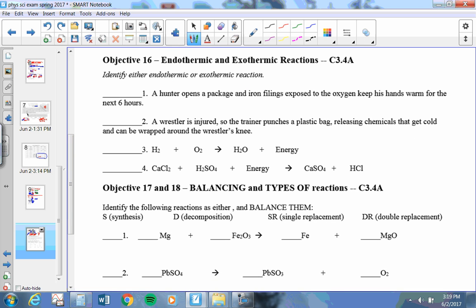Yeah. Next one's endothermic or exo. Is the heat exiting? Well, if a hunter opens a package, heat exits, that's exothermic. But if we use a cold pack that gets cold, that means that heat is going into it and it feels cold because it's taking away. It's endothermic. If the heat is exiting on the product side, well, that's exothermic. But if the heat is over here on the reactant, almost as if we need to put it in before it'll work, it's endothermic.